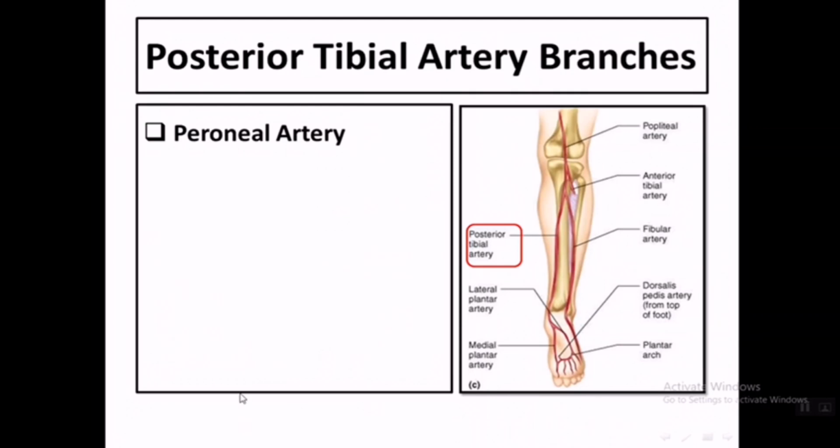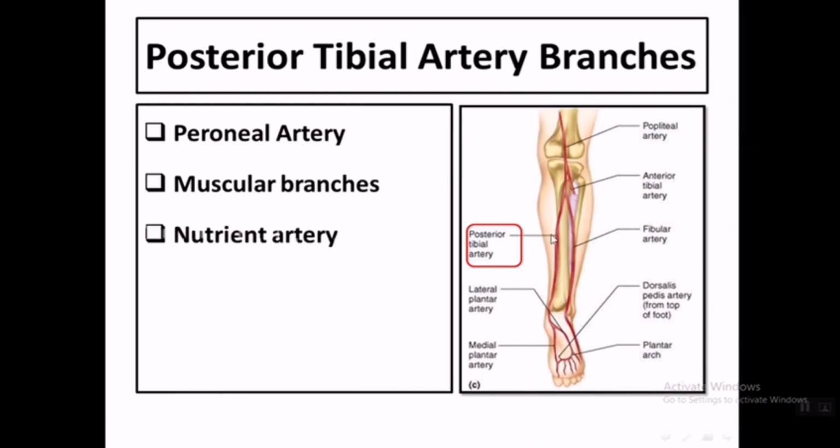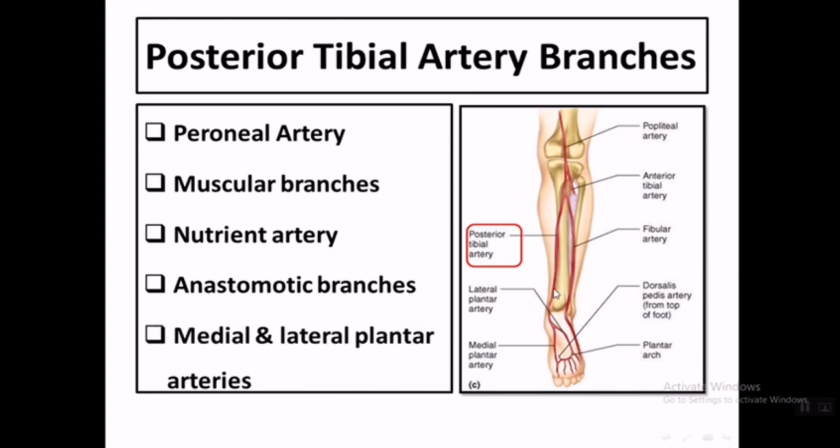Next, we have muscular branches of the posterior tibial artery supplying the muscles of the superficial and deep groups, and a nutrient artery to the tibia. We have anastomotic branches around the ankle joint, and lastly, the posterior tibial artery passes behind the flexor retinaculum. In the sole of the foot, it will divide into medial and lateral plantar arteries. These are the two terminal branches of the posterior tibial artery.